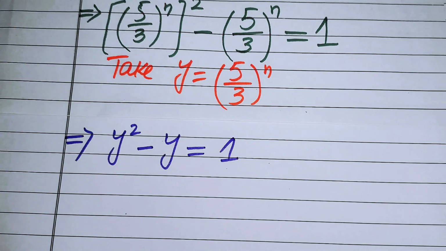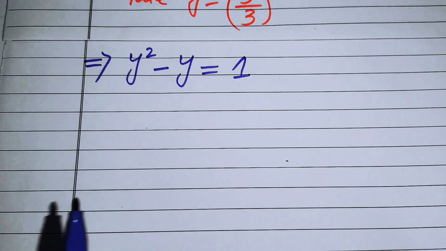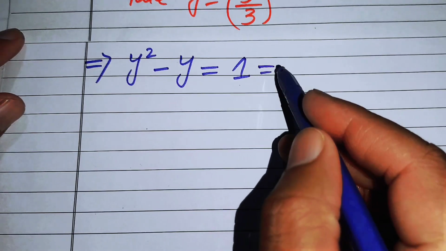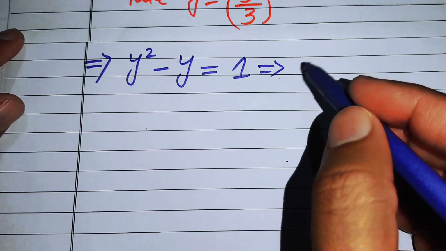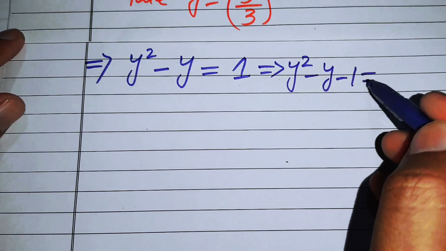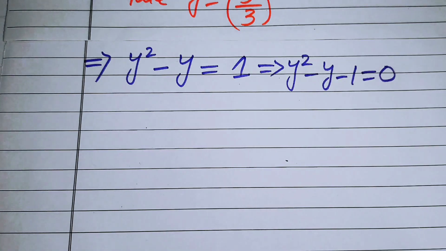Now we make a little simplification here, and we can find the factors of this equation. First we move this 1 to the right hand side, and you get y squared minus y minus 1 equals 0. Now we can solve this problem by using the quadratic formula.